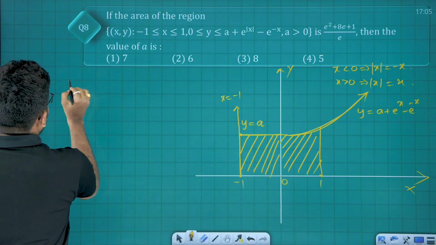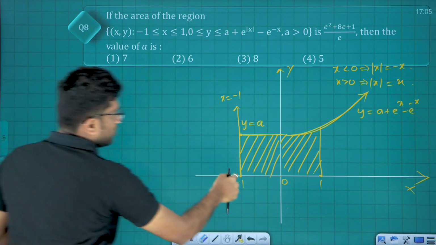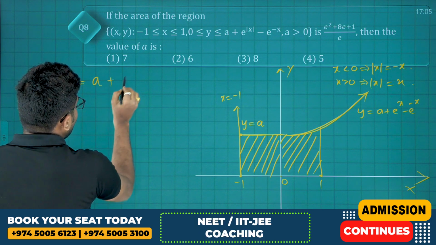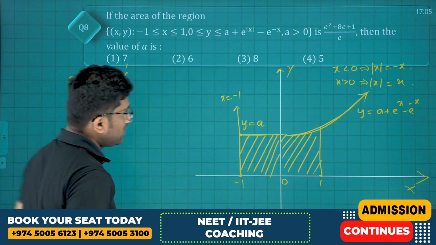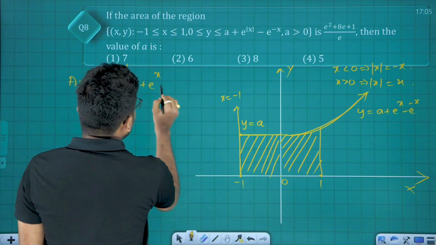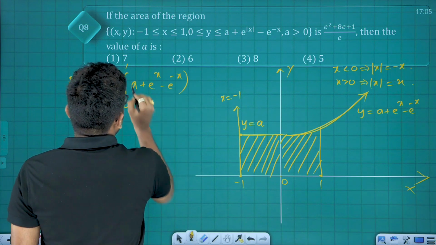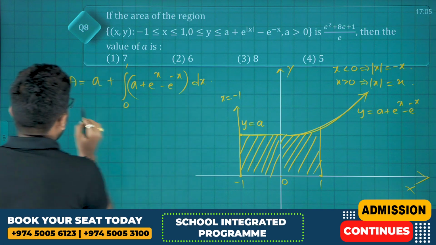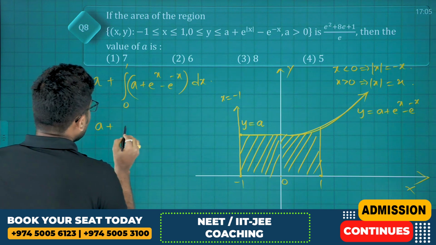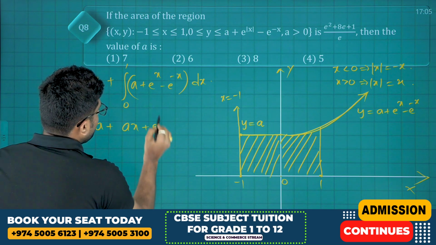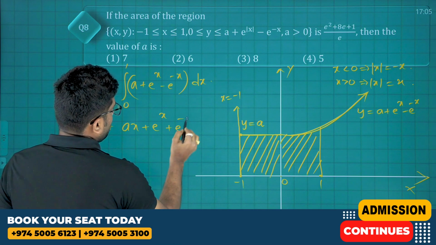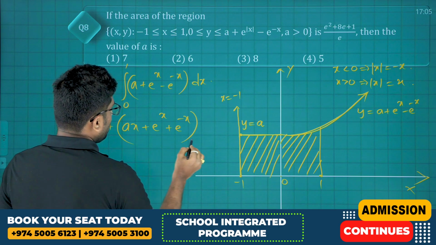Now what is the area? Required area is equals to, from -1 to 0 it's only a, so I am writing it directly a, and from 0 to 1 it is a plus e power x minus e power -x whole dx. Okay, so a is equals to a plus ax, for e power x it is e power x, and for minus e power -x it is plus e power -x. That too from where to where?